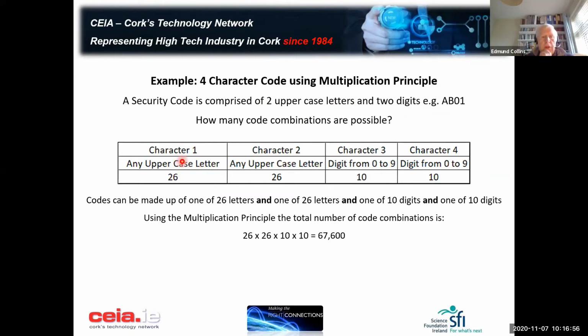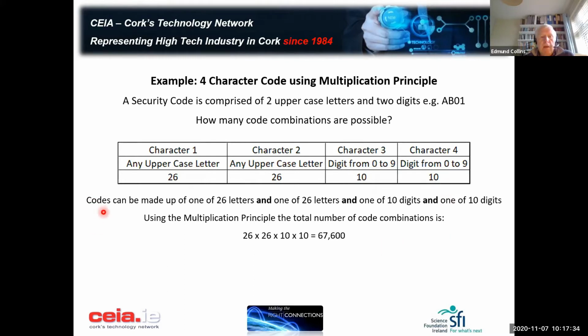So for the first character in the code, it's any uppercase letter. 26 letters in the alphabet, they're uppercase. Obviously, if we had lowercase, then we'd be talking about 52 here, but we're only talking about uppercase here. Again, the second character in the code is an uppercase letter, 26 options. Character 3 in the code is a digit from 0 to 9. So we've 10 options because we're including 0 there. And the same for character 4.